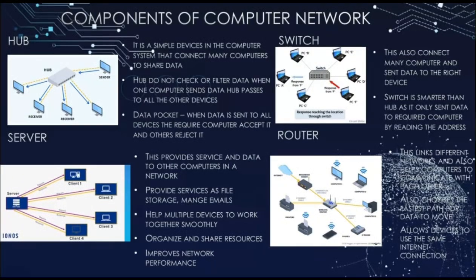Switch. A switch is also connected to many computers and sends the data to the right device. So it is different from the hub. A hub sends the data to all devices and a switch only sends data to the relevant device. A switch is smarter than the hub as it only sends data to the required computer by reading the address.